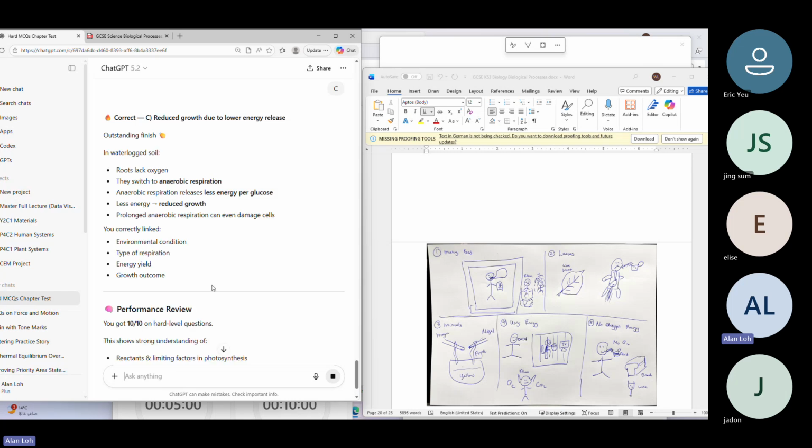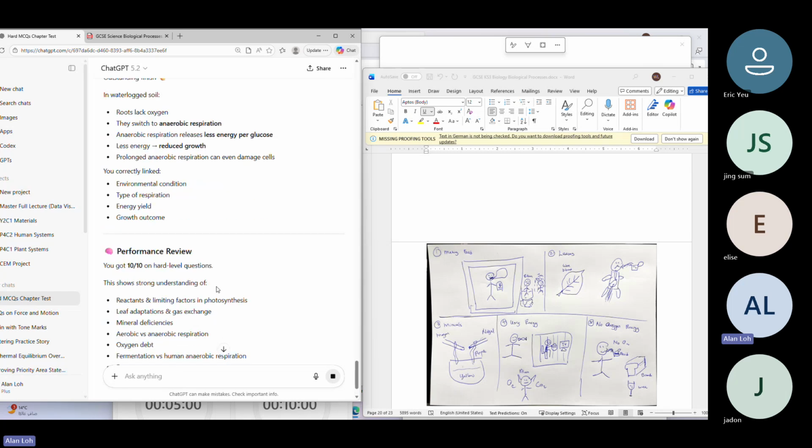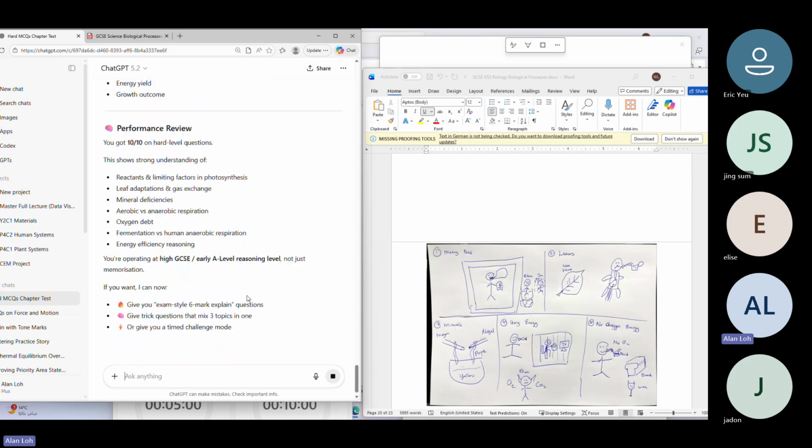Let's see. 10 out of 10. I think some of you get 10 out of 10, some of you got 9 out of 10. But in any case, 9 or 10 is excellent. Super excellent, especially for the students who did not join the first class, like Elise, like Jingsam, and Jovin. Jovin left. I think you did very well. And I hope you learned something.